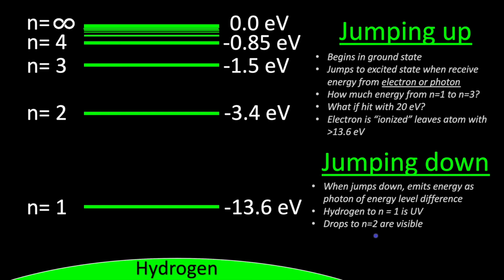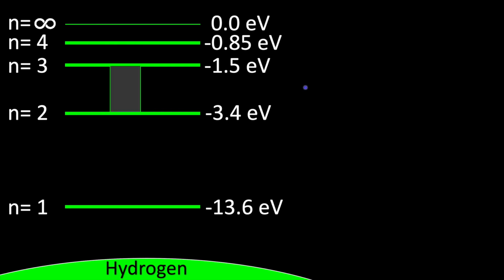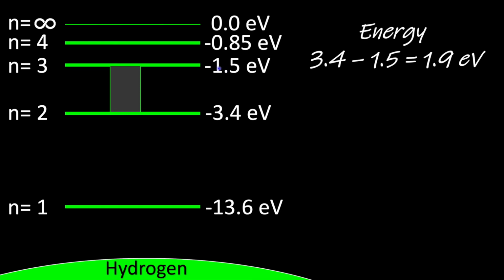When it drops to n equals 2, we're going to start seeing some visible light and we would get a bright line spectra. So if it drops from 3 to 2, we would get red, drops from 4 to 2, we would get green, and various colors like this. Now a question could ask you, what is the frequency emitted when we drop from n equals 3 to n equals 2? So how we would calculate this is we would start with the energy change. The difference from negative 1.5 to negative 3.4 is 1.9 electron volts. So that will be the energy of the photon.